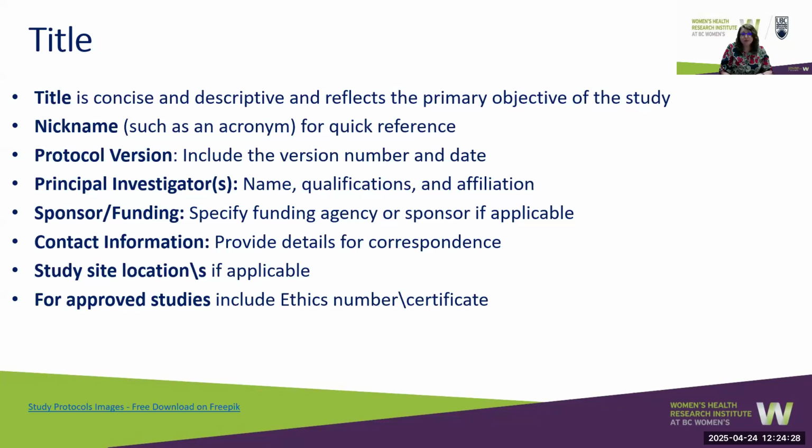You need to include all the principal investigators, sponsors and funding, and contact information if someone wants to contact you. Study site allocation can be one or multiple. And sometimes you write the study protocol for studies that are already approved. For example, you have an ethics number and certificate, but you made a small addendum to your ethics. So the study is already approved, you're doing something additional. So you need to include the ethics number if the study was approved.